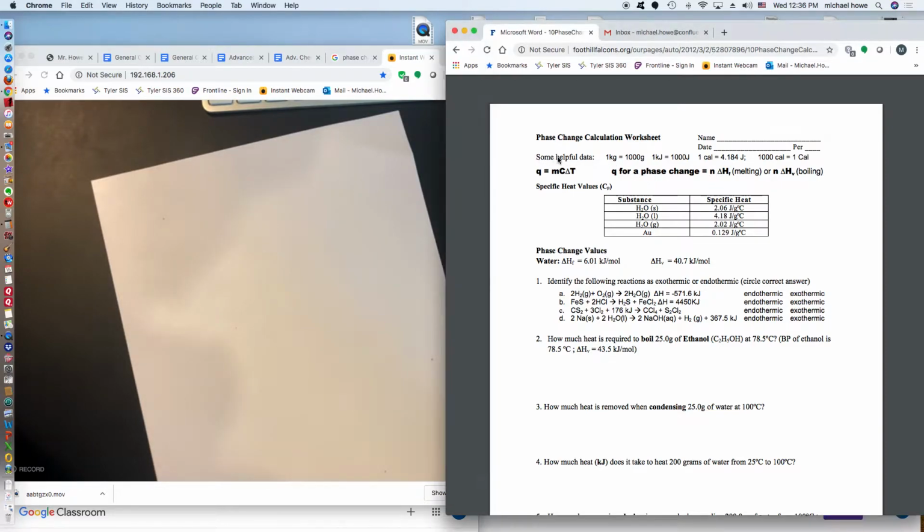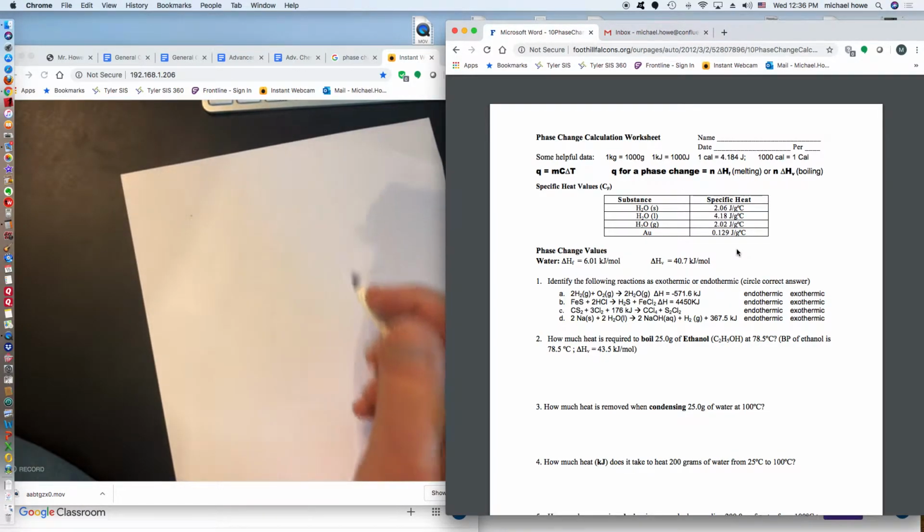Some other helpful data that the person who made this problem set put up here is this information that a calorie is 4.184 joules. Of course, you know, kilojoule means 1,000 joules, and so on. This table lists some specific heats for different substances, really just for water and gold. But notice that water has a different specific heat in the solid phase than it does in the gas phase, which is different from the liquid phase. And the phase change values, this is heat of fusion and heat of vaporization. I'm going to go ahead and show you how to convert those into joules per gram because I think it'll be useful for us later.